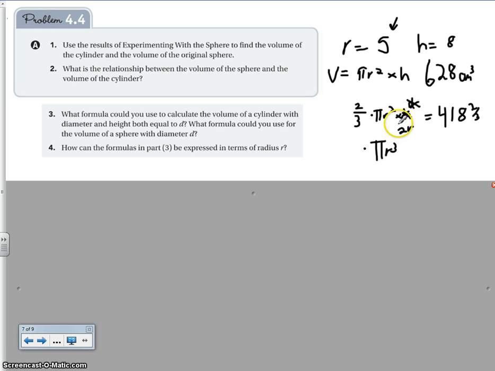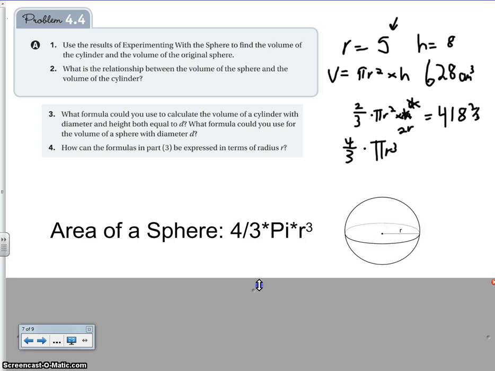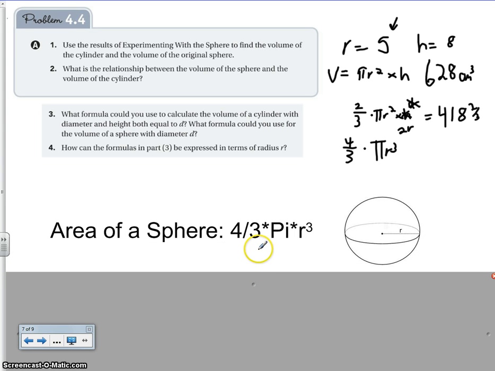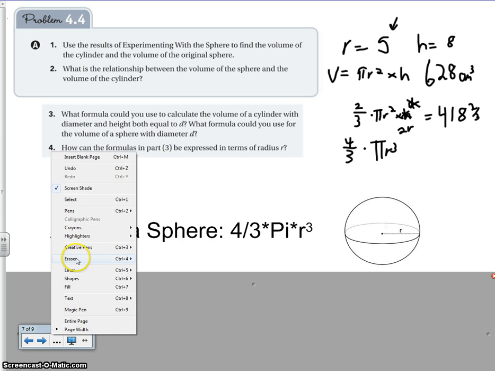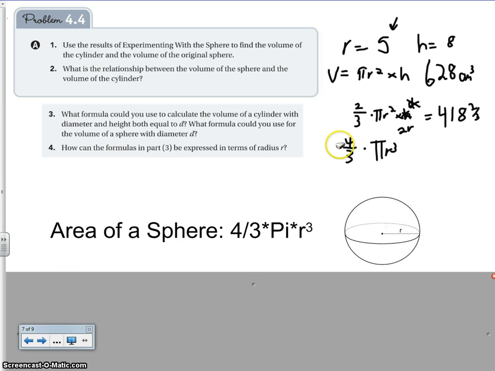And then what happens here? This is the number 2, this is 2/3. What's 2 times 2/3? Well, that would be 4/3. So we have our formula for the volume of a sphere that you should memorize and learn, 4/3 times pi r cubed. So how does that relate in terms of the cone?